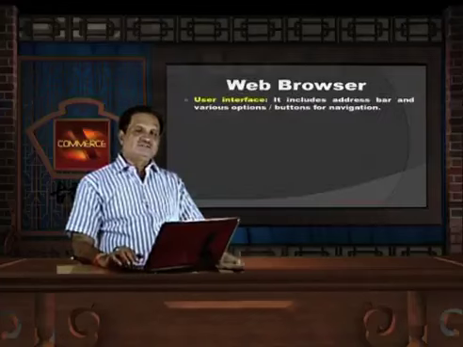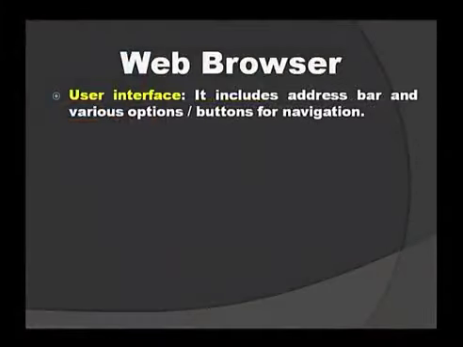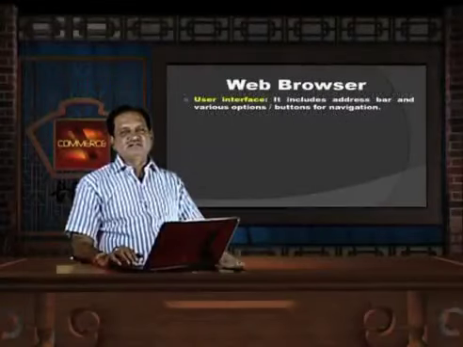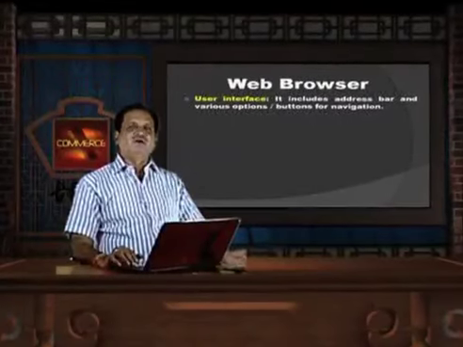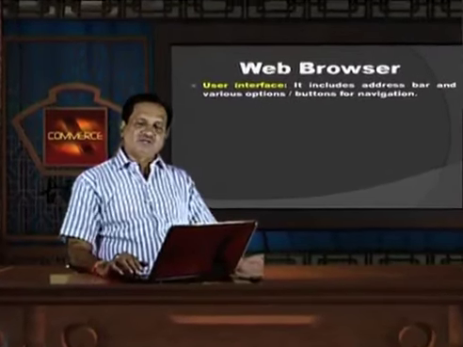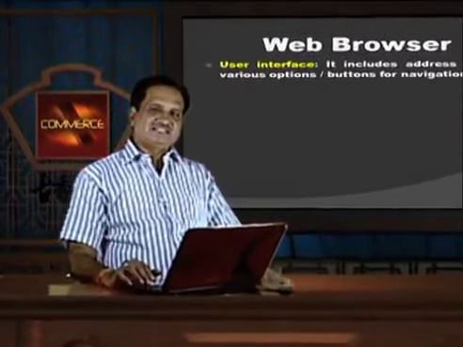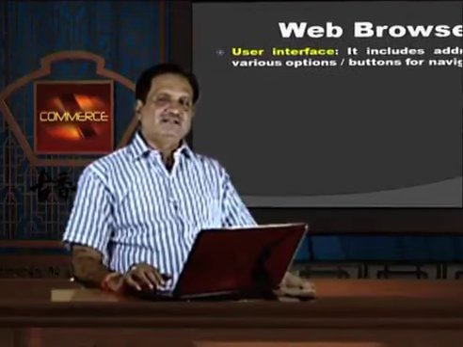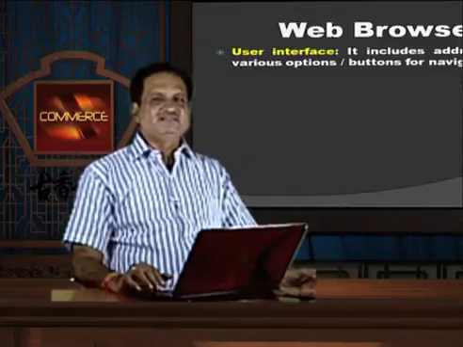First, user interface. It includes the address bar and various buttons for navigation. When we open the web browser, could be Internet Explorer or Opera or Google Chrome, then there is a specific bar at the top where we can write the URL, Uniform Resource Locator, that means the address of the site.